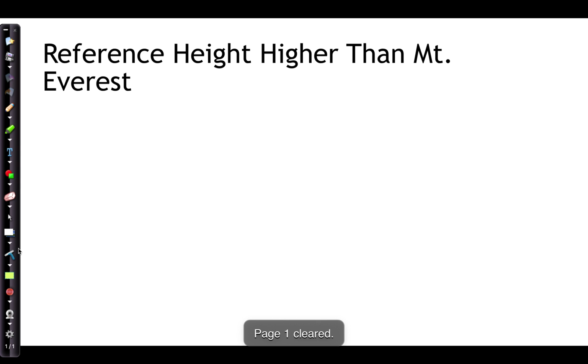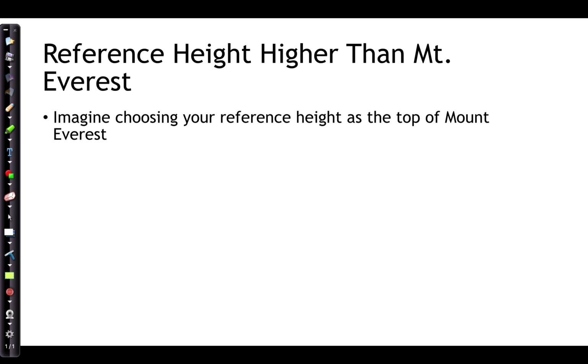How about this? What if I chose Mount Everest as the ultimate reference frame? What if there was some decree that said that you have to choose Mount Everest as your reference frame? What would that mean about the potential energies of all objects on the surface of the Earth? Really, we could do this. We could say that h equals 0 is on the top of Mount Everest.